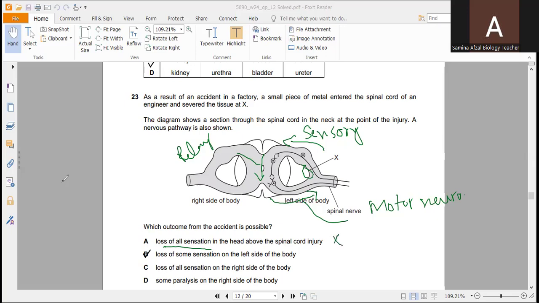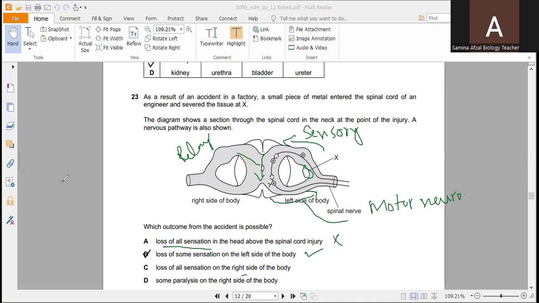The loss of some sensation on the left side of the body. Yes, it can take place. It can happen because the injury is very close to the sensory neuron. So some sensations on the left side of the body can be lost. So this is the correct option.